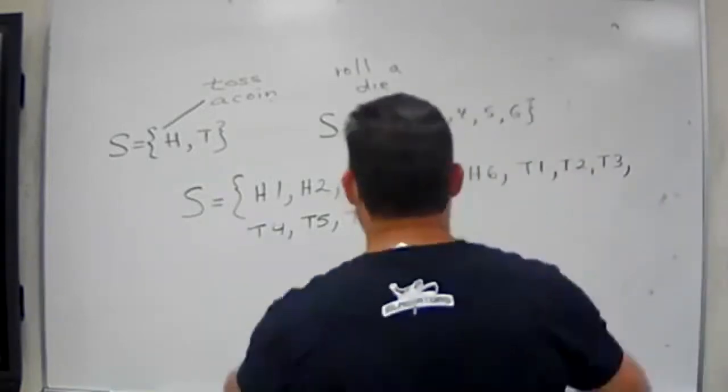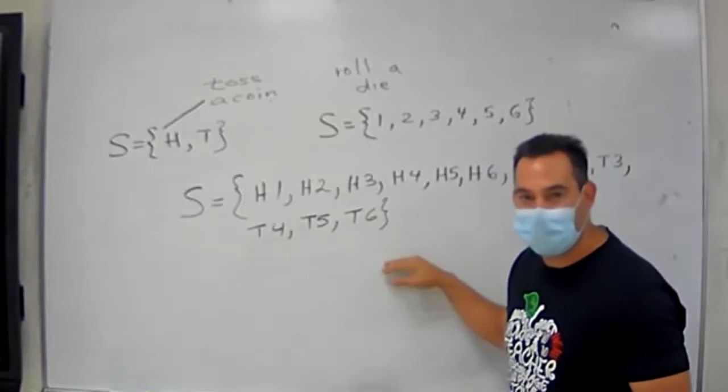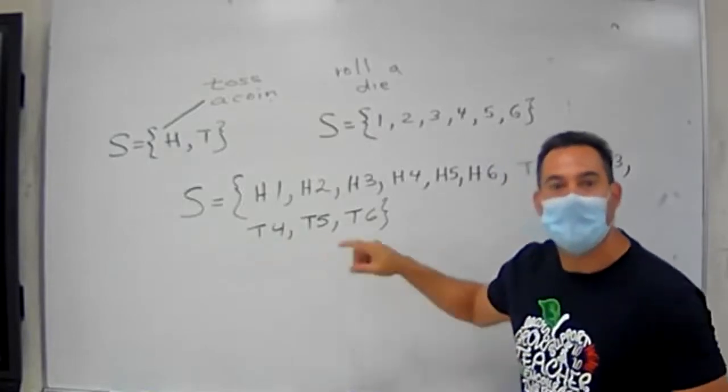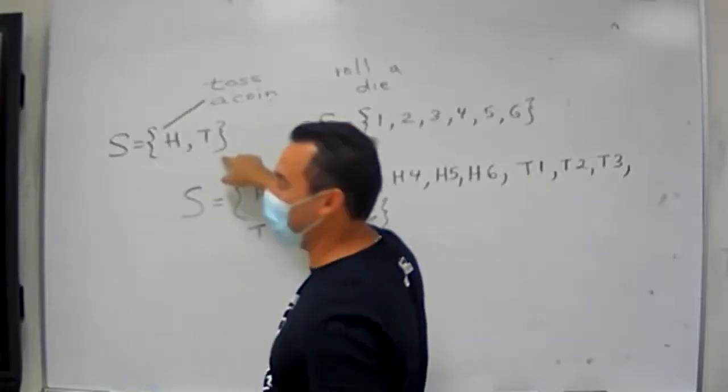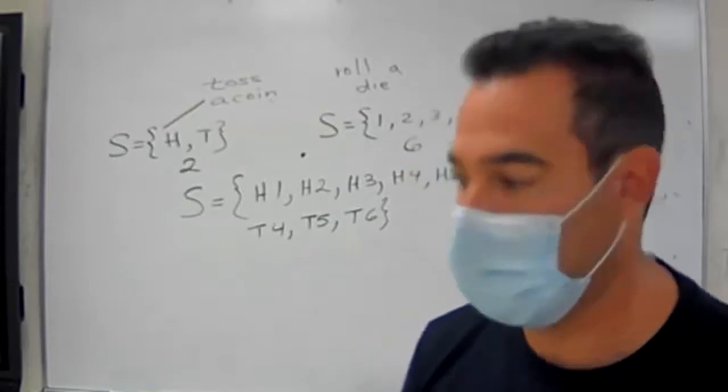All right, so this is a sample space. Now, does everybody understand the sample space? How many results do you have there? 12. How many possible results do we have here? 2. How many do we have here? 6. 6 times 2. 6 times 2 is? 12. You see that? That's how you can figure out how many possible results you have quickly.